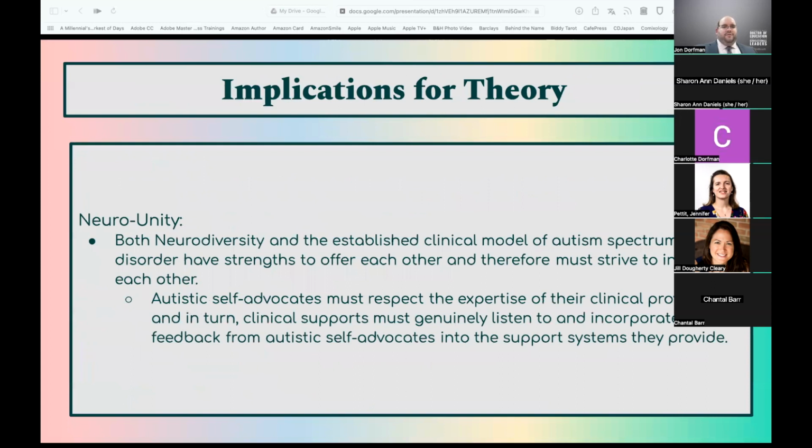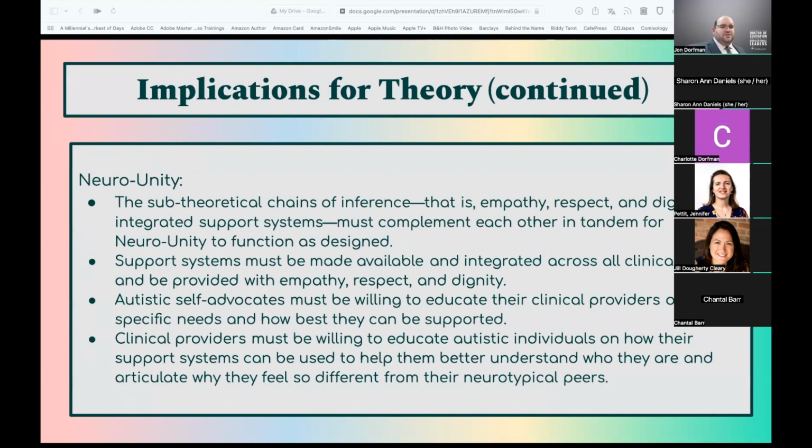For theory, this means that both neurodiversity and the established clinical model have strengths to offer each other and therefore must strive to include each other. Self-advocates must respect the expertise of their clinical providers, and in turn, clinical supports must genuinely listen to and incorporate feedback from autistic self-advocates in the support systems they provide. The sub-theoretical chains of inference, that is empathy, respect, and dignity, and the integrated support systems must complement each other in tandem for Neuro-Unity to work.